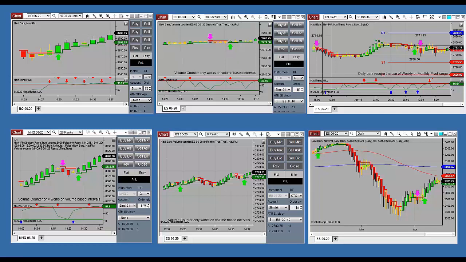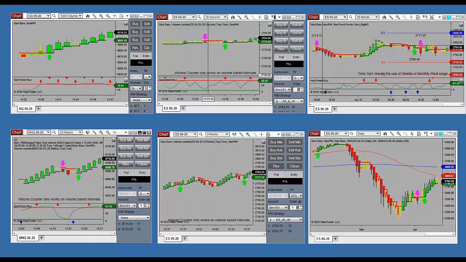So you can see we're continuing to go up. Bars on the volume chart are green, bars on the Renko chart are green, bars on the 30-second chart are green.